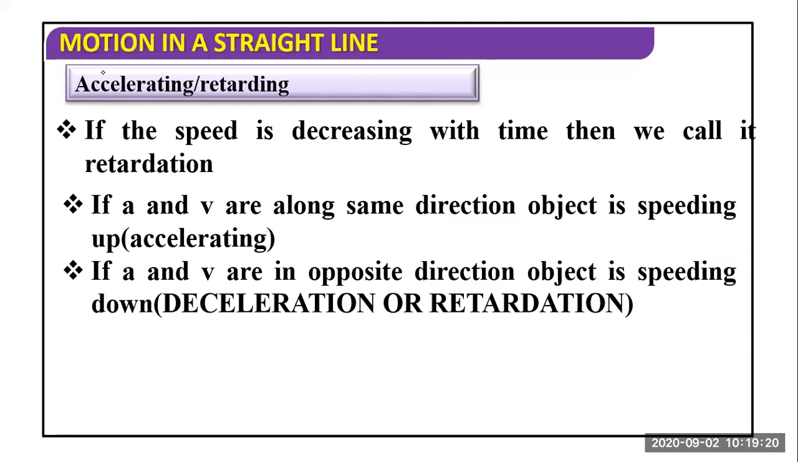For example, if velocity is 2 meter per second and acceleration is minus 3 meter per second square, then minus 3 meter per second square will try to decrease the speed, so speed will decrease. Similarly, if velocity is minus 2 meter per second and acceleration is positive, 3 meter per second square, in that case also speed will decrease.